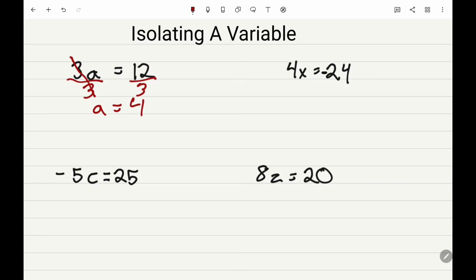Now we have 4x equals negative 24. So remember, we're multiplying, so the inverse is division. So we're going to divide both sides by the coefficient, which is 4. So we have 4 divided by 4 gives you 1. x is equal to, and then 24 divided by 4 is 6. And a negative divided by a positive is a negative. So our answer would be x equals negative 6.